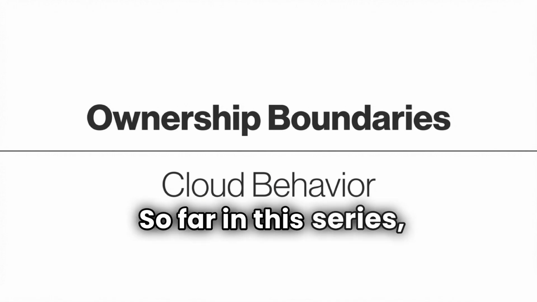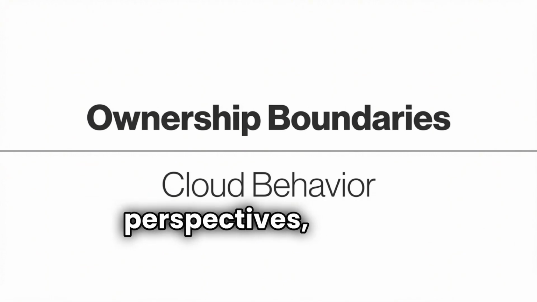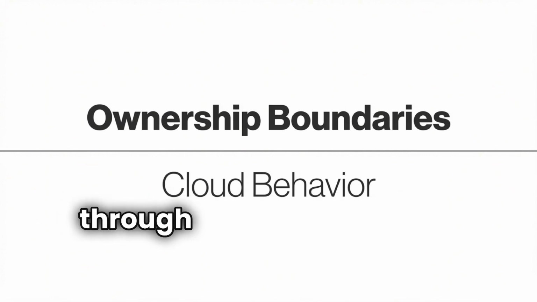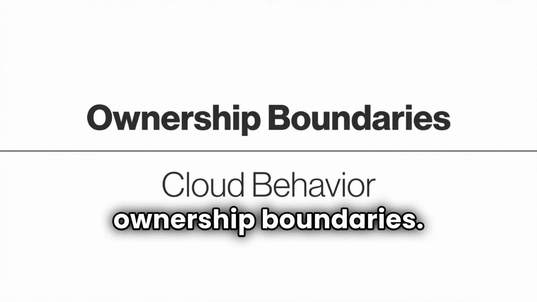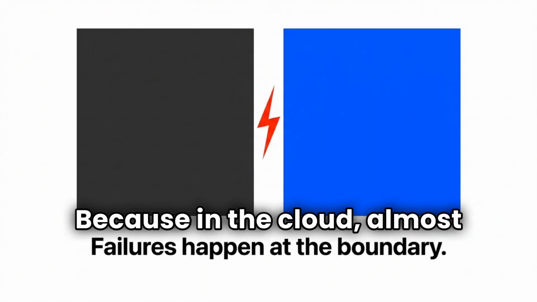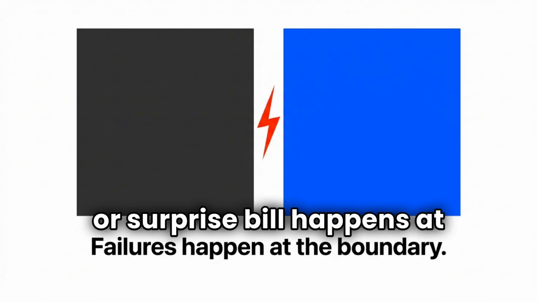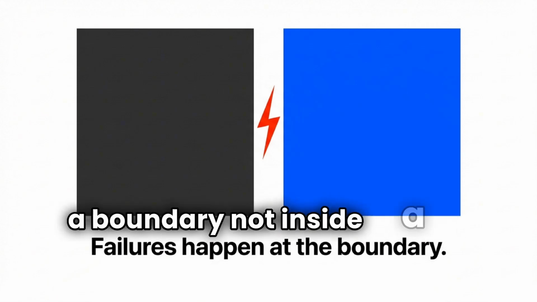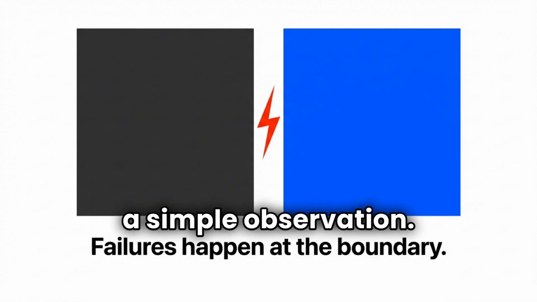So far in this series, we've talked about ownership from provider and user perspectives, and we brought them together through shared ownership. Now we arrive at the most practical concept of all: ownership boundaries. Because in the cloud, almost every misunderstanding, outage, security incident, or surprise bill happens at a boundary. Not inside a layer, but between layers.